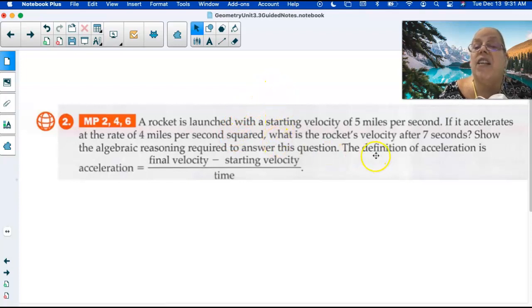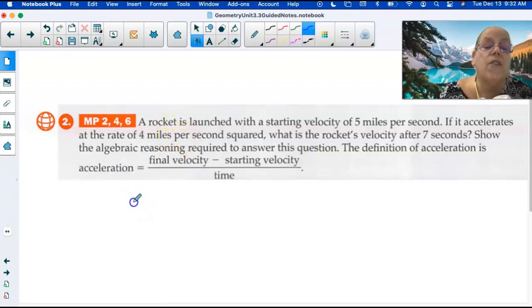The definition of acceleration is acceleration equals final velocity minus starting velocity divided by time. Okay? So they do it with words. We're going to do it with numbers. I'm going to fill in what we know already. So what do we know? We know that the starting velocity was 5. The acceleration is 4 miles per second squared.